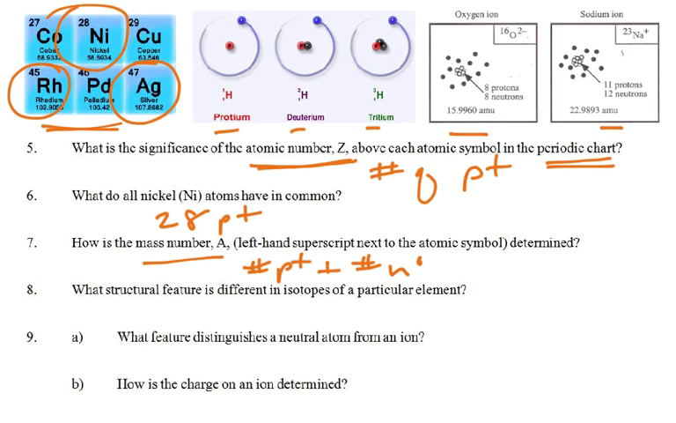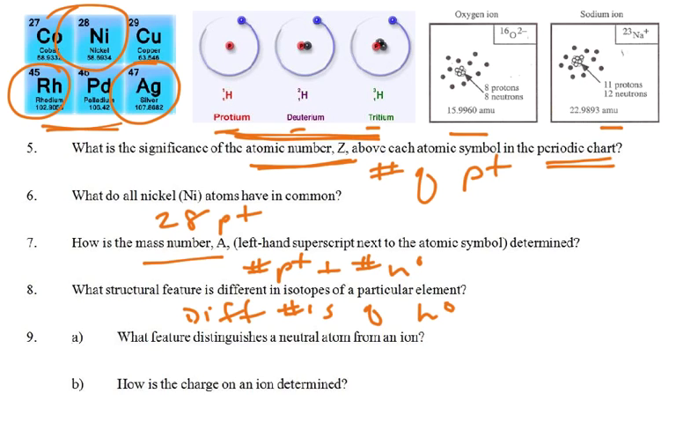Now, what structural feature is different in isotopes of a particular element? Here we have 3 isotopes of this element, and we can see what's different. They all have 1 proton, but they have different numbers of neutrons.